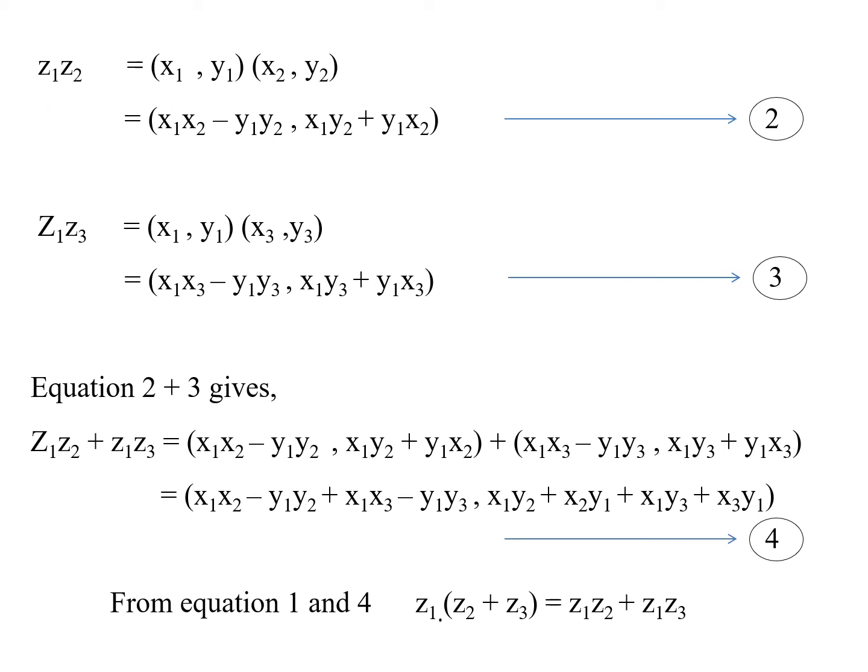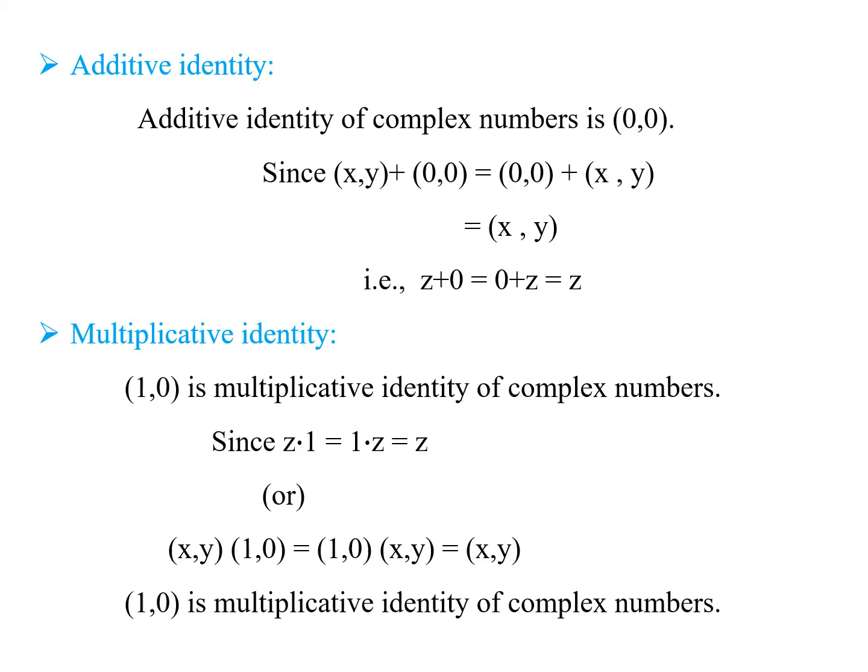Similarly, we find the RHS value. We multiply the two complex numbers z1 and z2, we get one result, which we call equation number 2, and z1 and z3, which we call equation number 3. Now we add these two equations and this gives equation number 1. So from 1 and 2, the distributive law for complex numbers is satisfied.